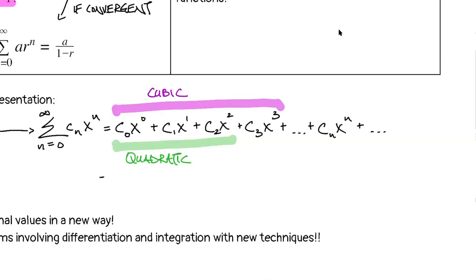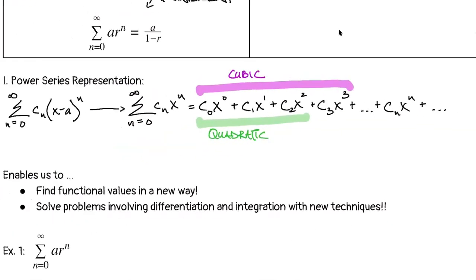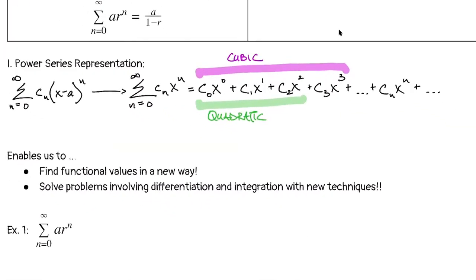And so what this allows us to do is, let's go back down here. It enables us to find functional values in a new way. So instead of saying, okay, I'm going to use an XY table for my quadratic or my cubic, maybe you can plug values into your power series representation and then just say, I'm only going to go until the power is 2, or I'm only going to go until the power is 3. Okay, so this is sort of a different way of finding values of a function.